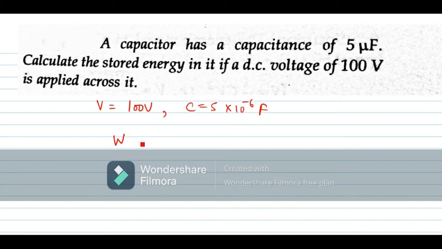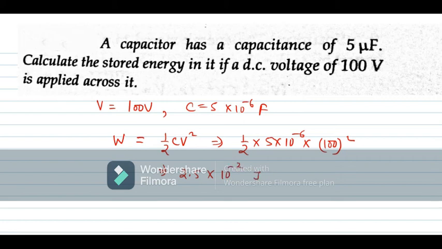So energy, we have to calculate the energy that is being stored in the capacitor. W is equal to half into CV square. So half into capacitance 5 micro into voltage 100 whole square. Here we will get 2.5 into 10 raised to the power minus 2 joules. This is the stored energy across the capacitance. Moving to the next question.